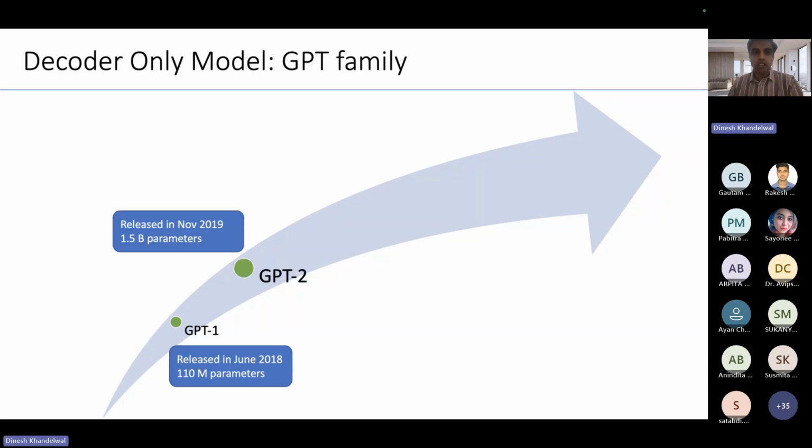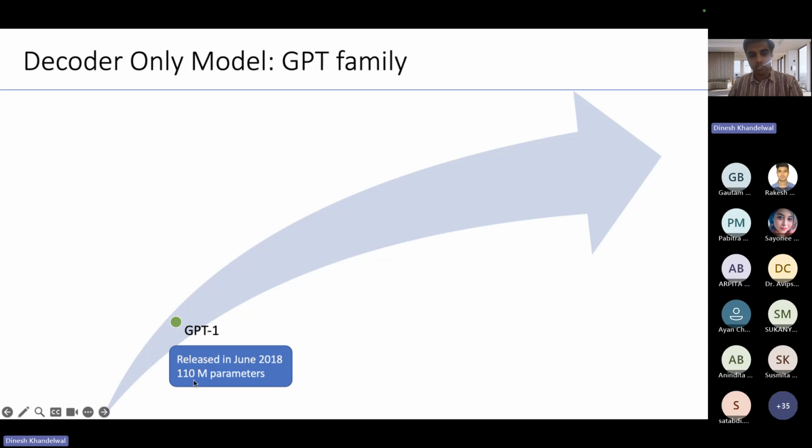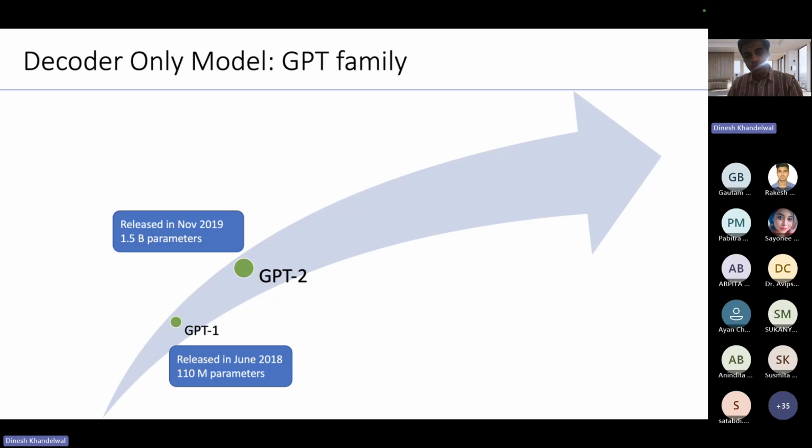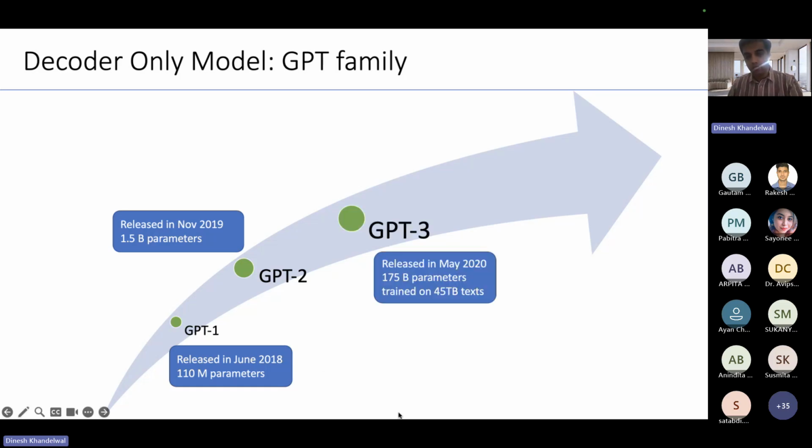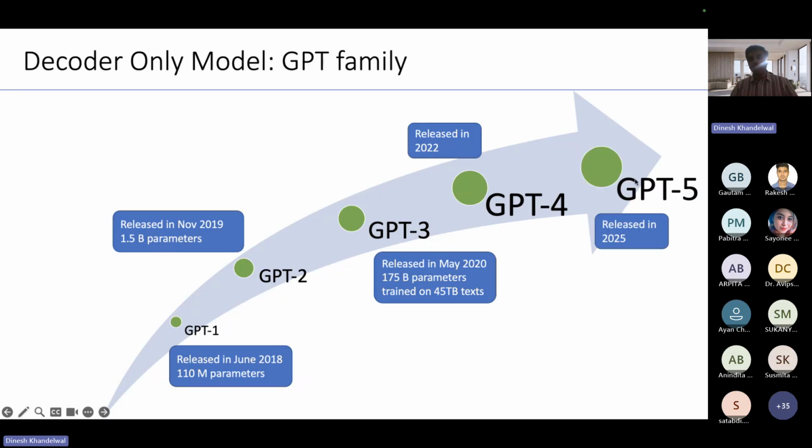And this is how the GPT family evolved over the years. It started in 2018 with 110 million parameters. Then in 2019, the 1.5 billion parameter GPT-2 came. Then came GPT-3, which was a huge model of 175 billion parameters trained on roughly 45 terabytes of text, and it came in 2020. Then GPT-4 and ChatGPT came in 2022, and recently GPT-5 came in 2025.